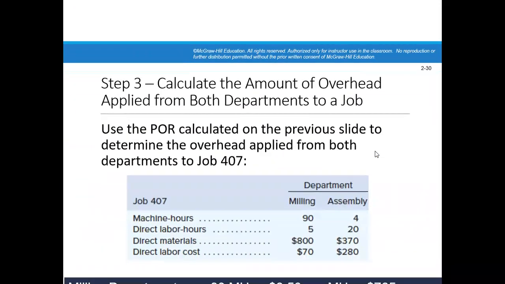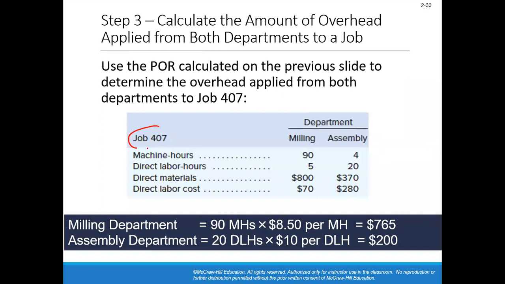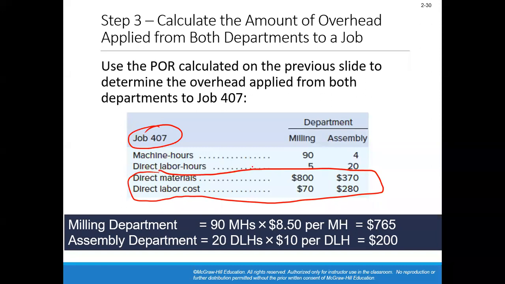Now, for the particular job, which is job 407, we have no confusion with the direct material and direct labor cost. We have confusion regarding how we'll assign the manufacturing overhead cost. For job 407, machine hours used are 90.